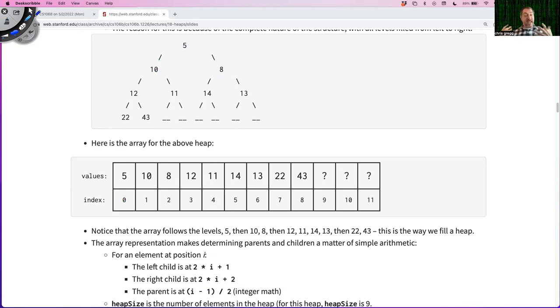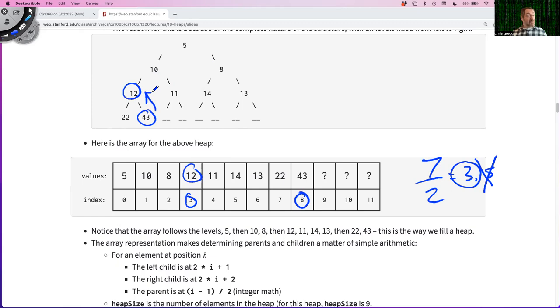You can do the exact same thing to find a particular node's parent. So let's look at the 43 over here. The 43 is at index 8. If we subtract 1 from the index and then divide by 2, we get the parent for any of them. So 8 minus 1 is 7. 7 divided by 2 is 3.5, but this is integer math, so it's 3. So if we go to index 3, we will hopefully find the parent of 43, 12. Look, on our tree, it is the parent of 43. Cool, works for any of them, right? So let's try another one.